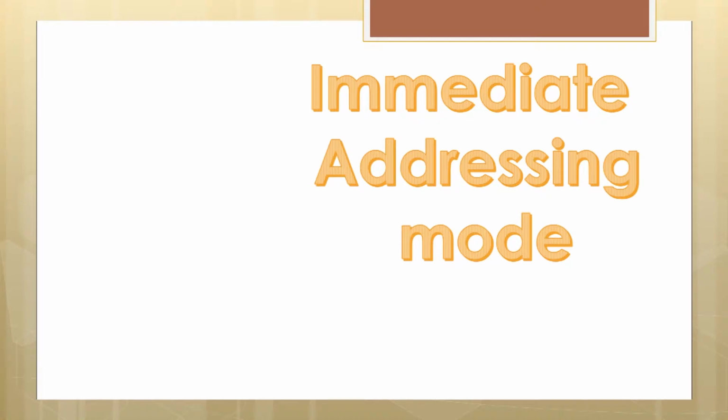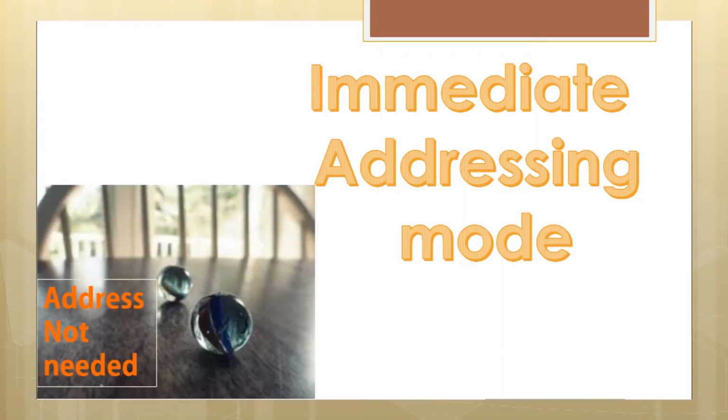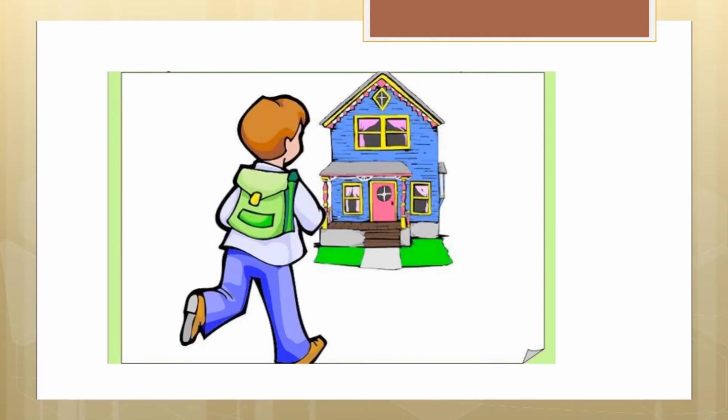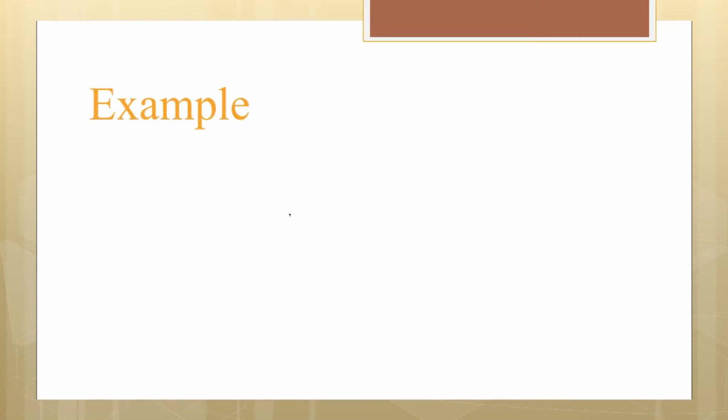First of all, immediate mode. In this type of addressing mode, the operand is specified in the instruction itself. This type of addressing mode has an operand field rather than an address field. The operand field contains the actual operand to be used. Like, you drop somebody exactly at the home, so there is no need to give the address.